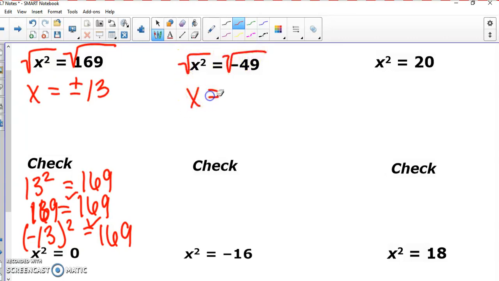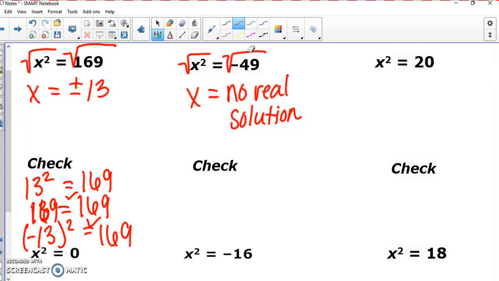I'm going to be left with x on this side. If I try to punch in the square root of negative 49 into my calculator, I am going to get an error message. So in these cases, this would be no real solution. And the reason being is that in order to get a negative number, I need to take a positive number times a negative number. And that's not possible when you're squaring something. So in this case, I can't take a negative square root, so I would just have no real solution.